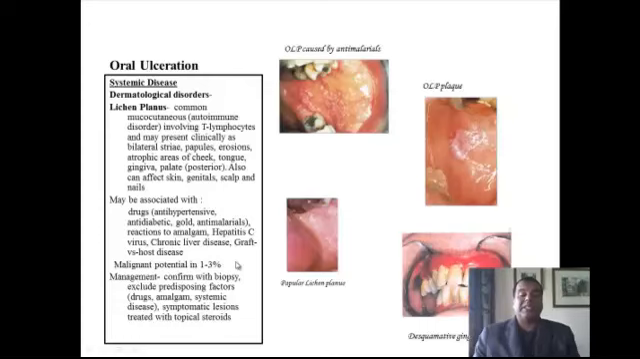There is a malignant potential suggested to be in the order of 1 to 3%, and it may also be associated with drug-induced or lichenoid reactions due to antihypertensives, antidiabetics, gold, antimalarials, reaction to amalgam, hepatitis C, chronic liver disease, graft versus host disease. Management involves confirmation with biopsy, excluding any predisposing factors, drugs, amalgam, or systemic disease, and symptomatic lesions are treated with topical steroids.